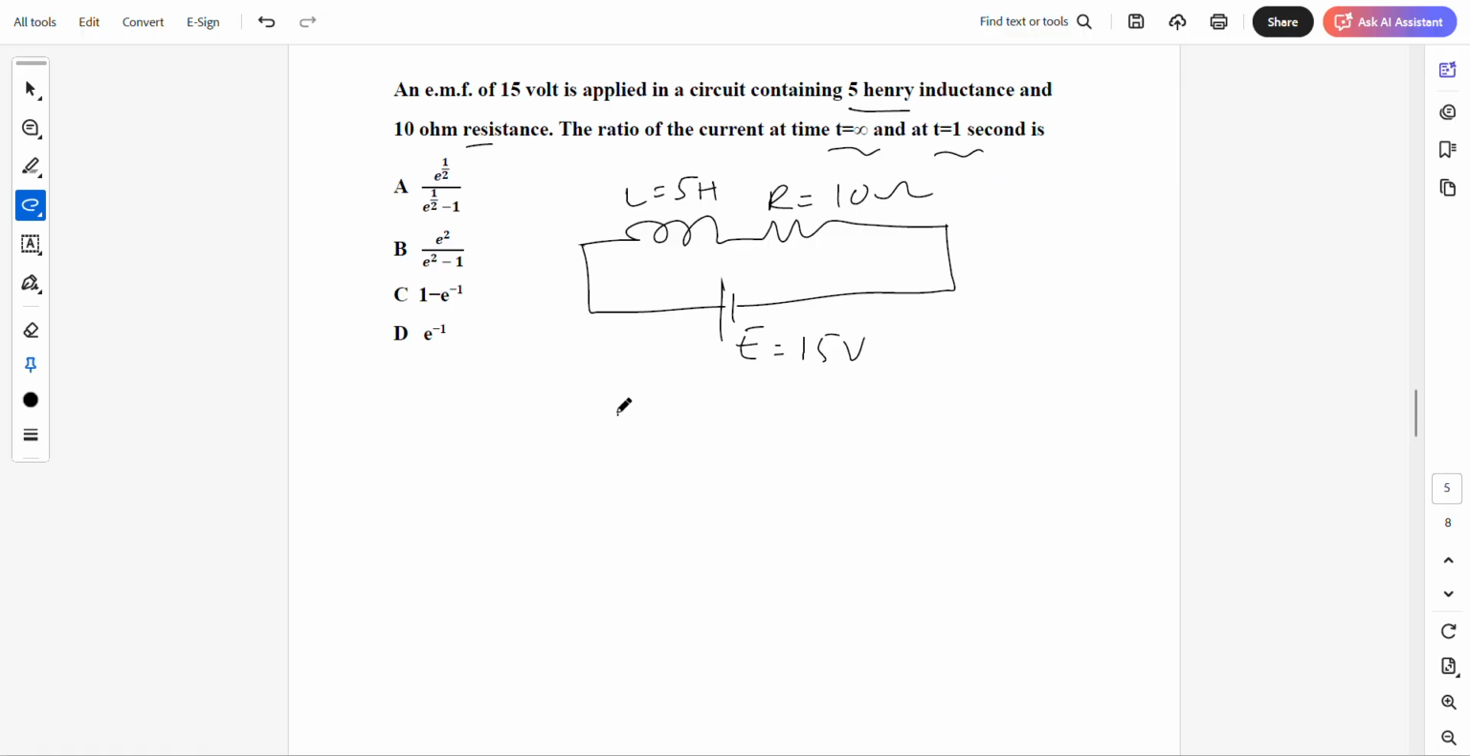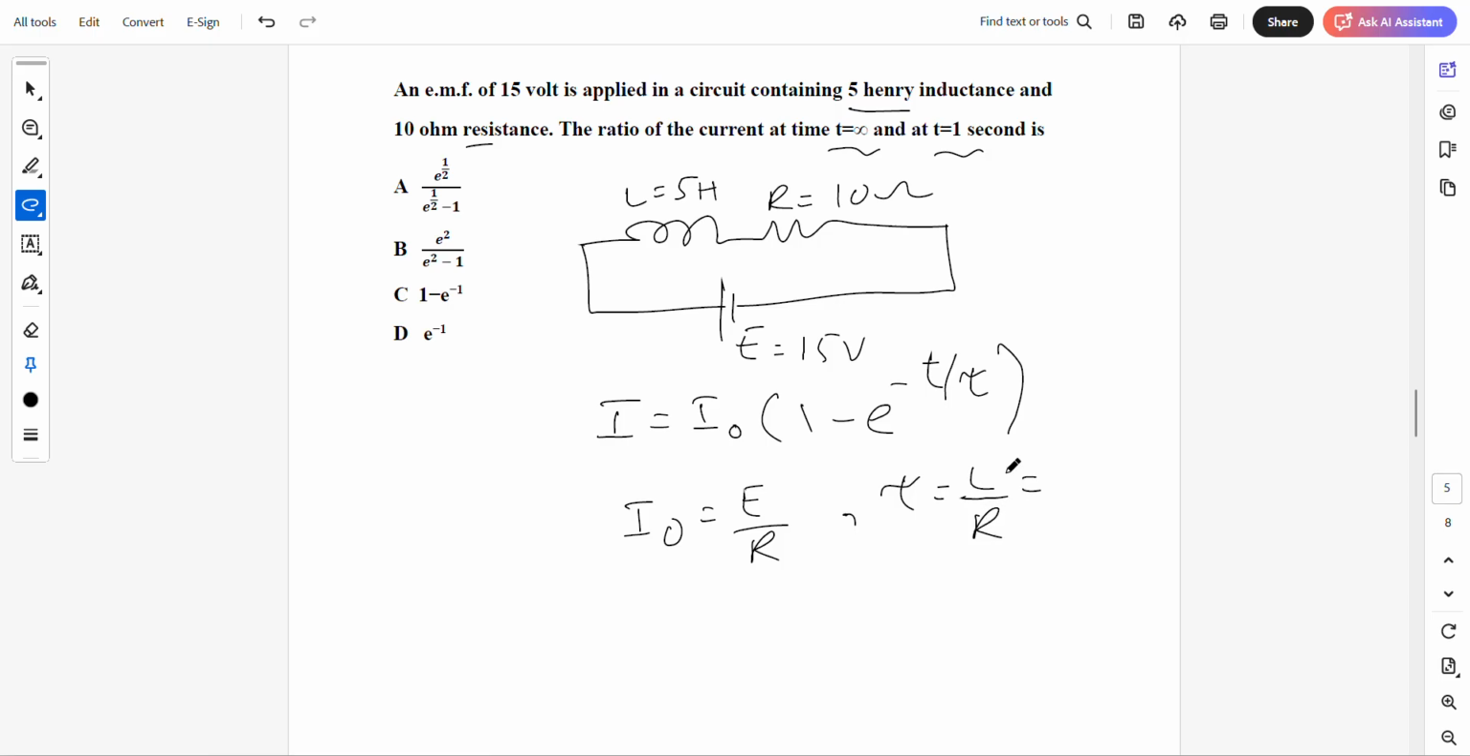Okay. We have the formula, growth equation of current in case of LR circuit. I is equal to I naught into 1 minus e to the minus t by tau. Then what is I naught? I naught is equal to E by R. What is tau equal to? Tau is equal to L by R. How much is L here? L is 5. R is 10. That is equal to 1 by 2.